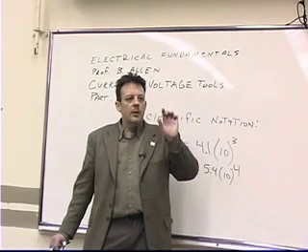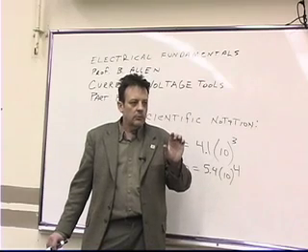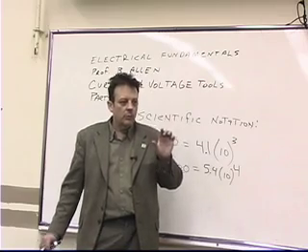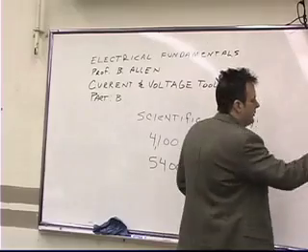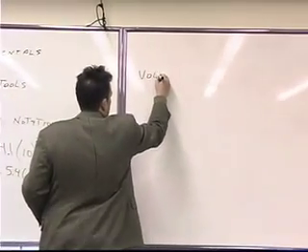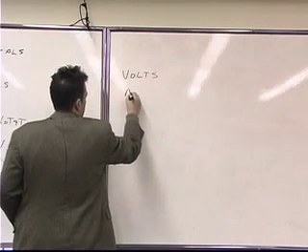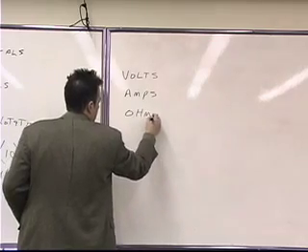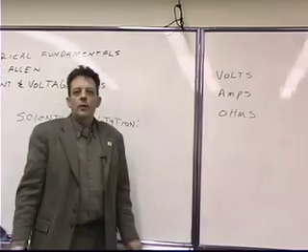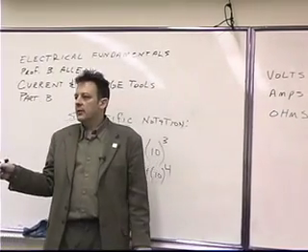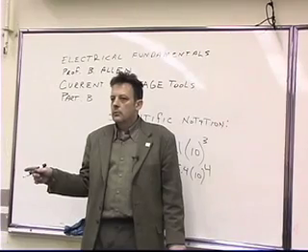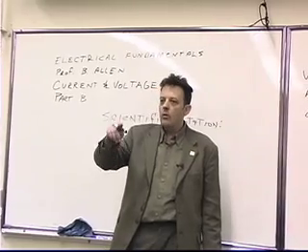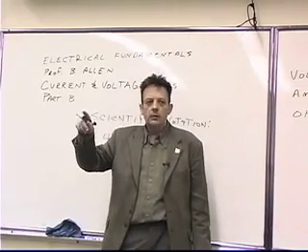So when we have a number at its base value, okay, and what do I mean by base value? What I mean by base value is volts, amps, ohms that do not have a metric prefix. Okay? Like milli, micro, nano, pico, kilo, giga.